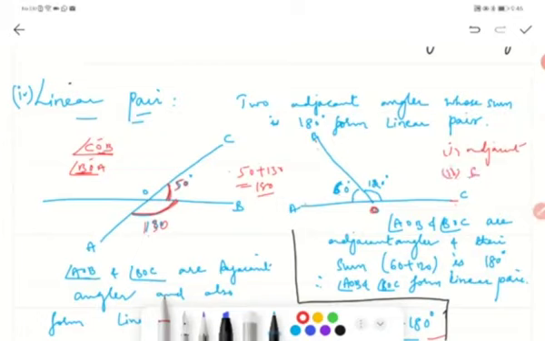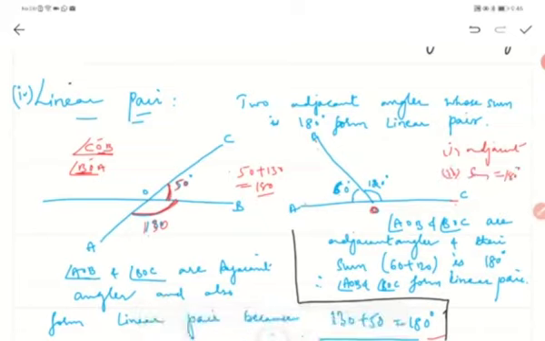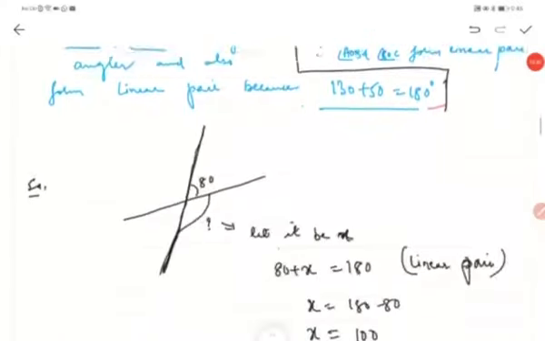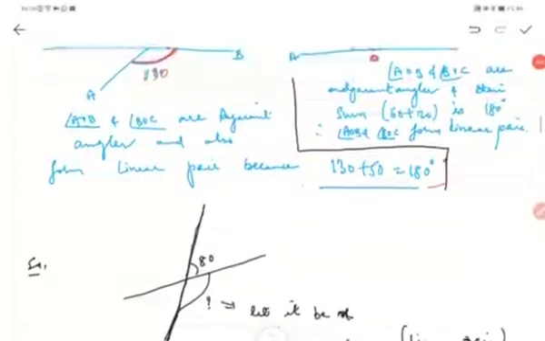The sum should be equal to 180 degrees. All right. Okay, so this was your linear pair angle. I hope you don't have any doubt in this.